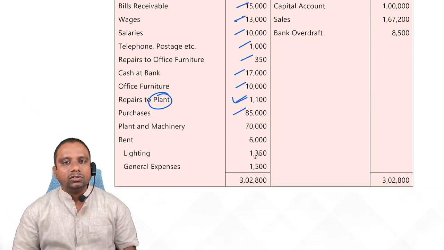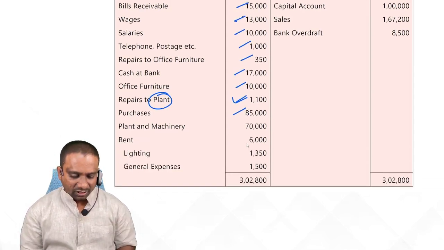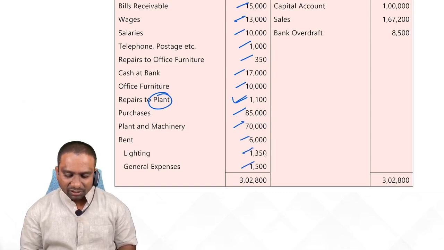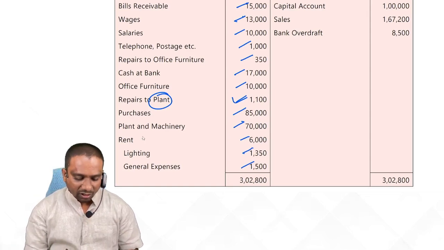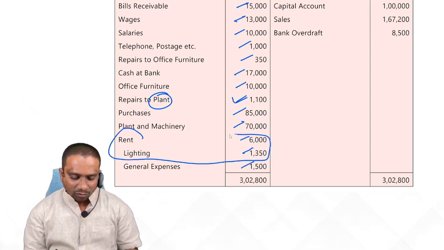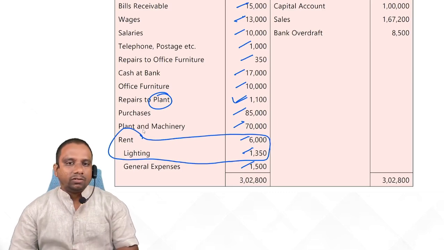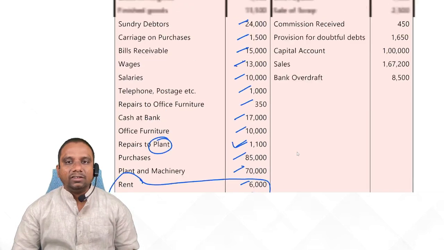Purchases considered in raw material consumed calculation. Plant and machinery, asset, balance sheet asset side. Rent 6,000, lighting 1,350, general expenses 1,500. Regarding rent and lighting, we have a little bit of adjustment. Thereafter we see general expenses, P&L account debit.